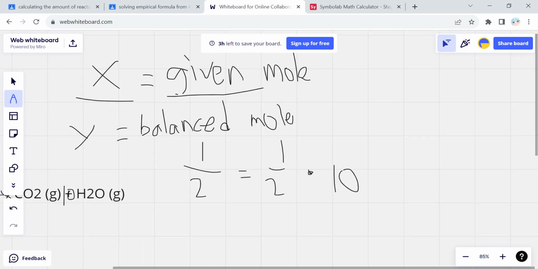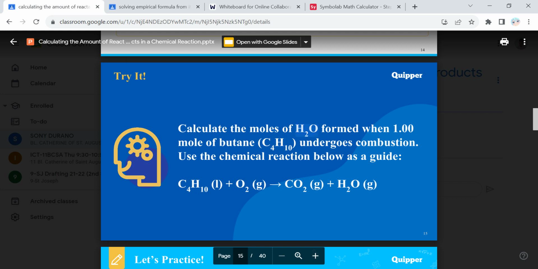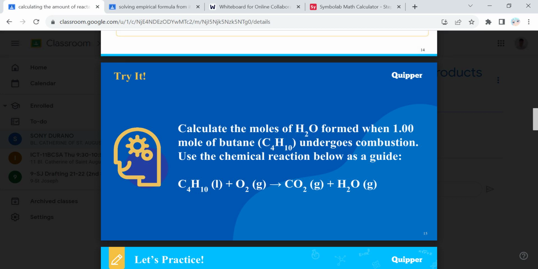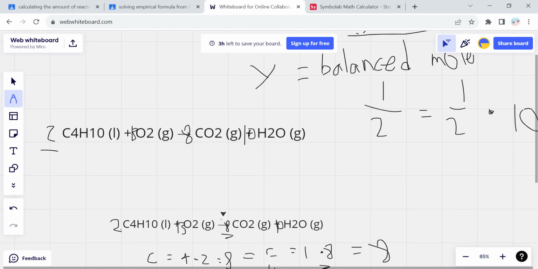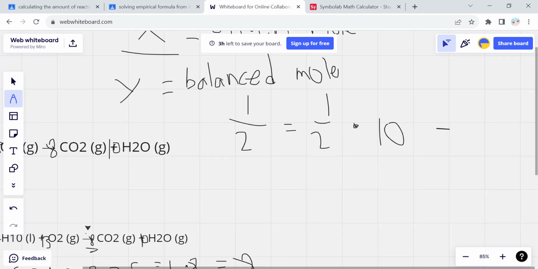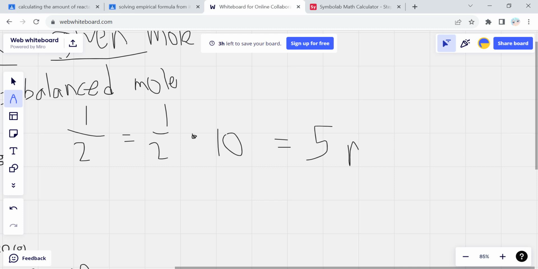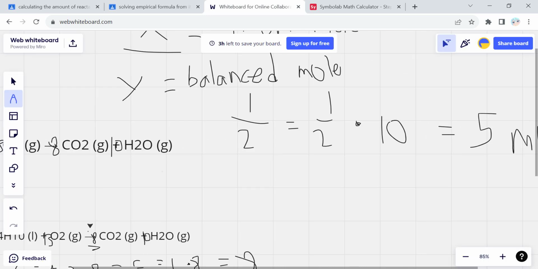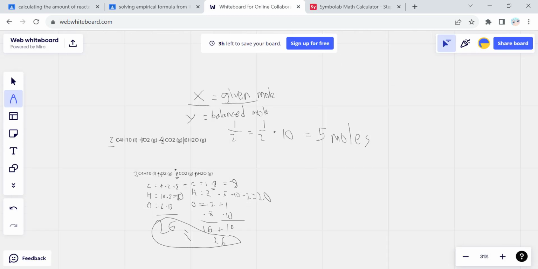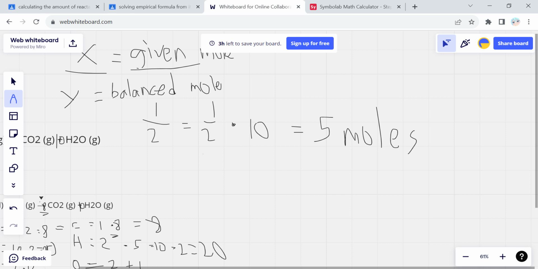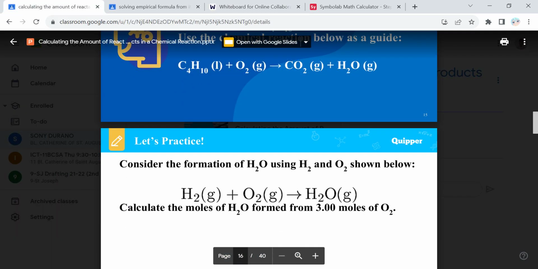And after you get the quotient for that, you then multiply it by the balanced mole of what you're trying to calculate. So 1/2 times 10 equals 5 moles of H2O will be formed if there is 1 mole of butane. And yeah, pretty simple. You have to balance the equation first. After you balance it, that's when you're able to calculate it.